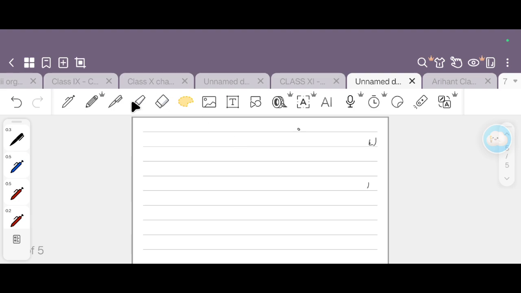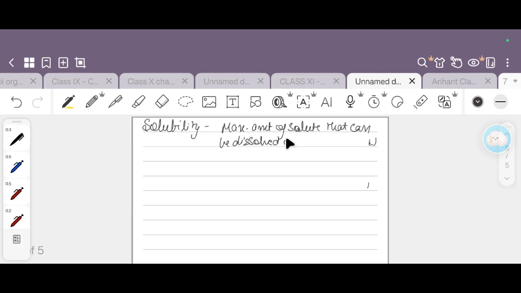Now starting with the first topic of this chapter, that is solubility. Solubility is known as the maximum amount of solute that can be dissolved in 100 gram of solvent.